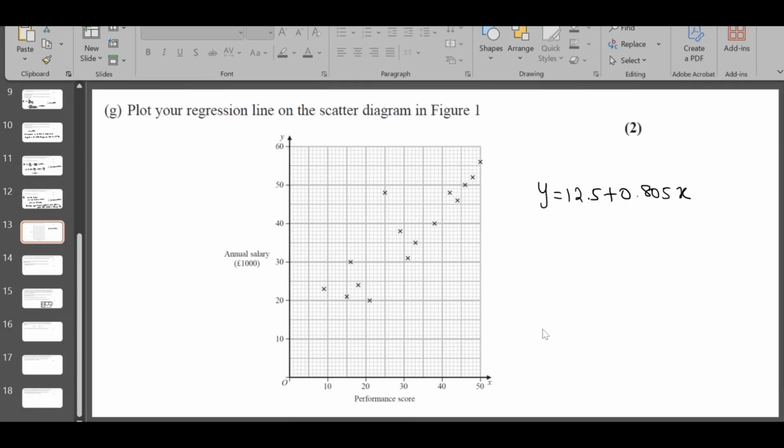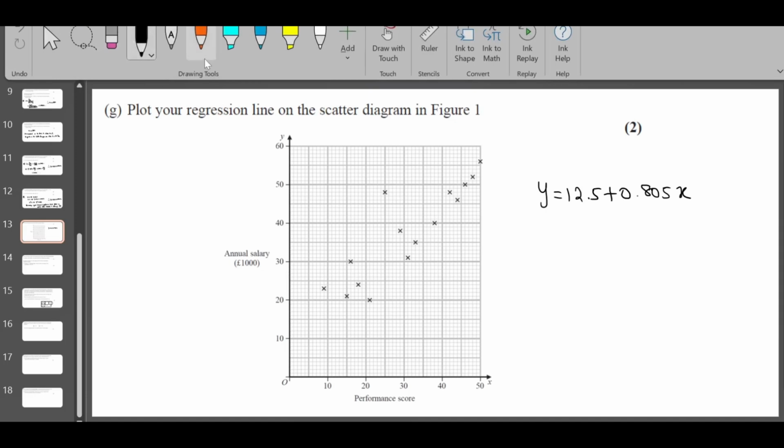Part G now. Plot your regression line on the scatter diagram. We are not drawing a line of best fit. We are drawing a particular line. How do you draw a particular line? We learned that in coordinate geometry. Find the y-intercept. When you replace x by 0, you will get y is equal to 12.5. That's very important. Let's mark the point 12.5, let's say, somewhere here. We got 1 point. We need 1 more point.